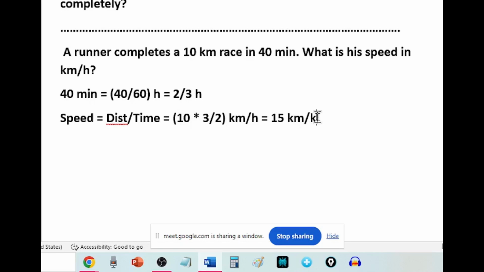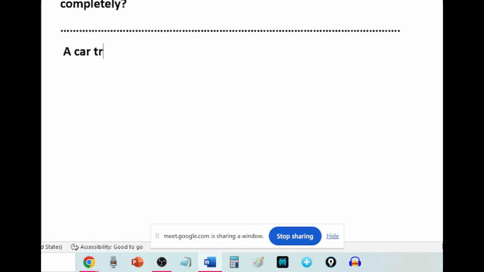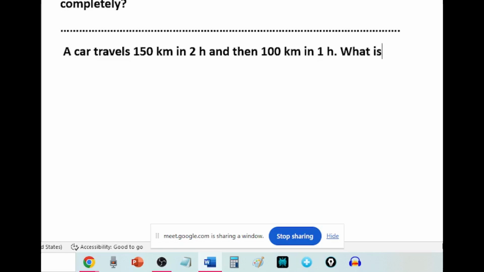Oh, sorry, per hour. 15 kilometers per hour. A car travels 150 kilometers in 2 hours and then 100 kilometers in 1 hour. What is its average speed? Tell me.